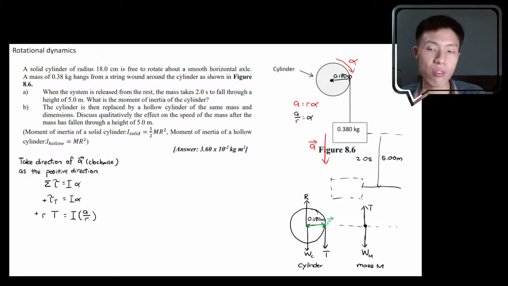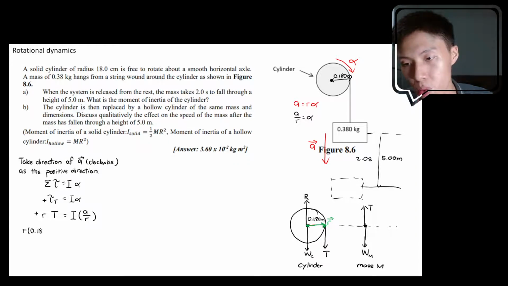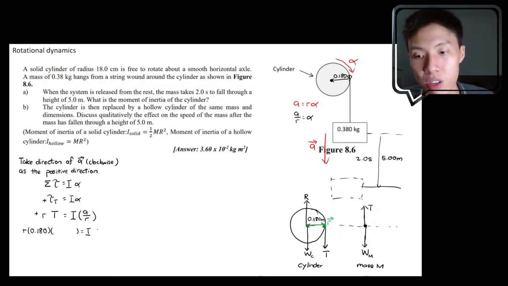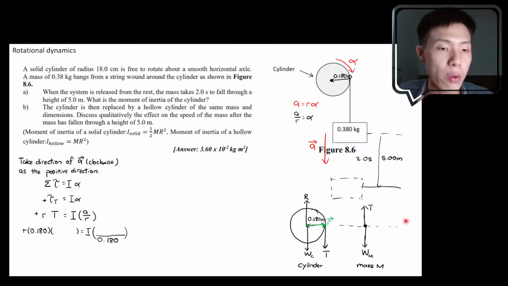Okay, so once we reach here already, we know that if we do our substitution, we will have 0.180, but we don't have tension, and we also don't have the acceleration. So we cannot find our moment of inertia straight away. But we know that acceleration and tension are just things that we learned in chapter 4. So the tension here, probably we can find from this next free body diagram here.